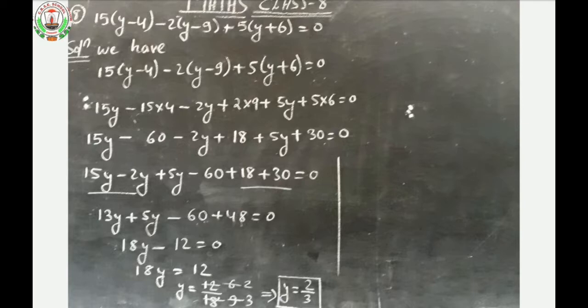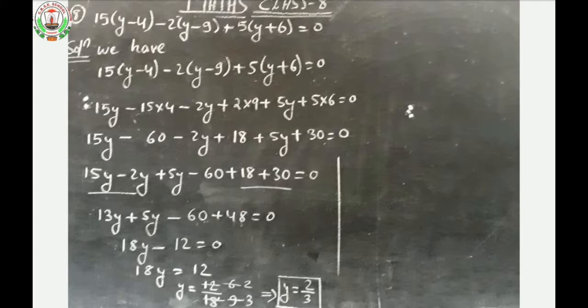That means inside the bracket two terms are there, isn't it? So those two terms will be multiplied with the outside number, or I can say that 15 will multiply with both the numbers inside the bracket, that is y and minus 4. In the same way, minus 2 will be multiplied with both the numbers, that is y minus 9, and 5 will be multiplied with y plus 6.